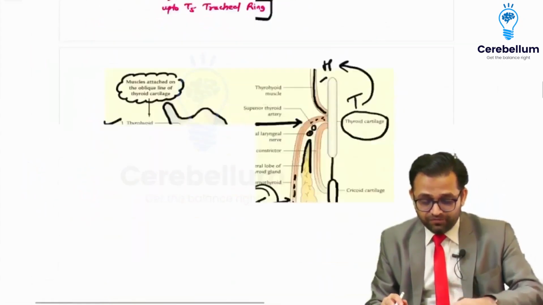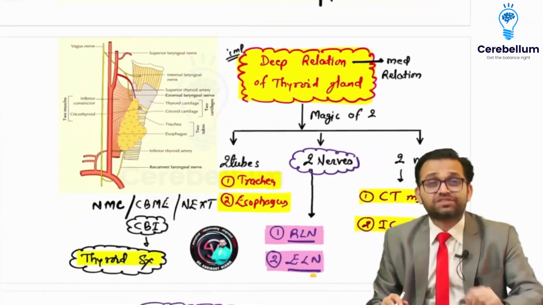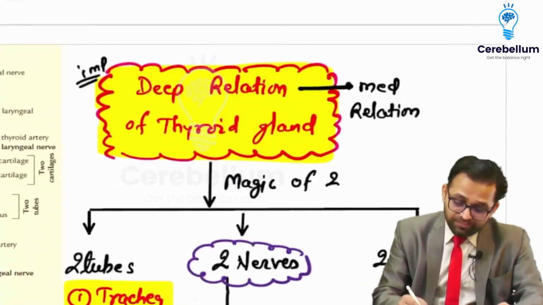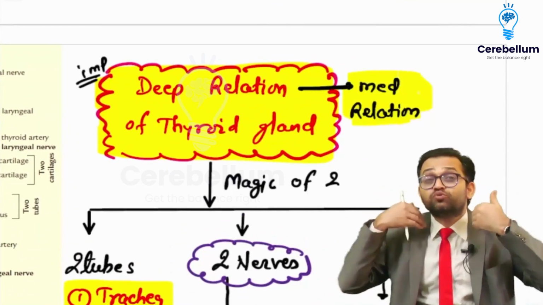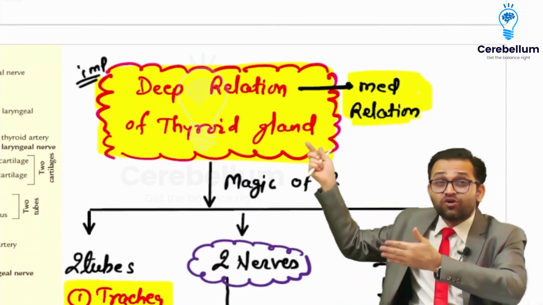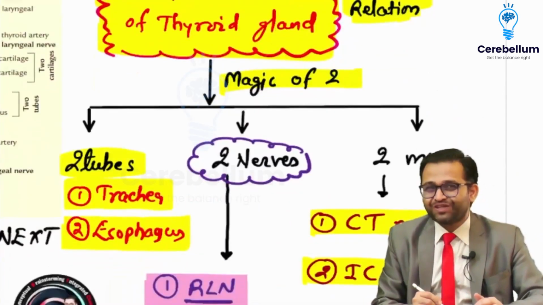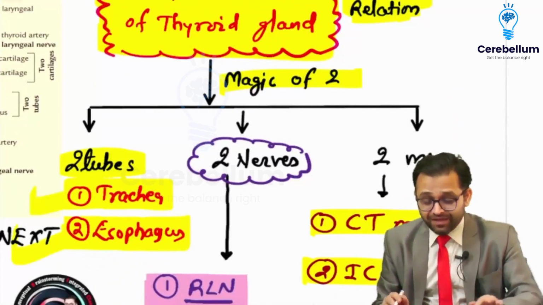Now look for the next. Sir, we are looking for the deep relation. I told you the deep relation or the medial relation. Yes, sir. We had seen the lateral relation, we had seen the posterolateral relation, but for the deep relation or medial relation, magic of two. There is a presence of two tubes. What are the two tubes? Sir, one is the trachea and another is the esophagus. It is very easy. And two nerves.